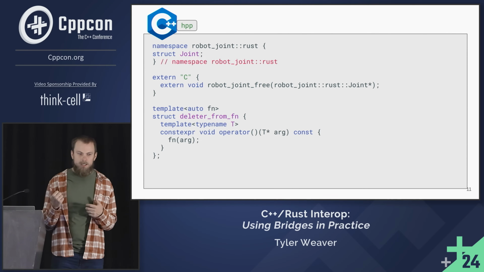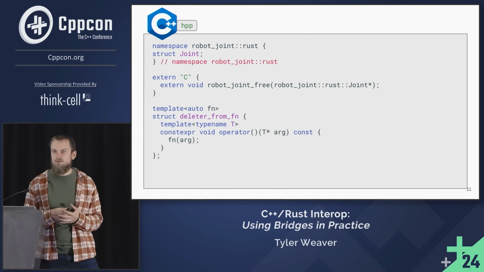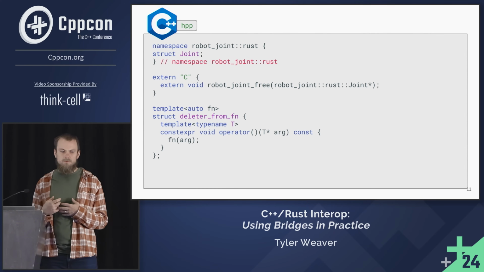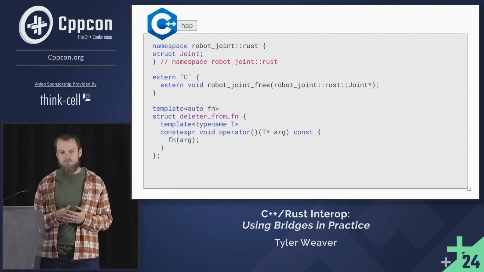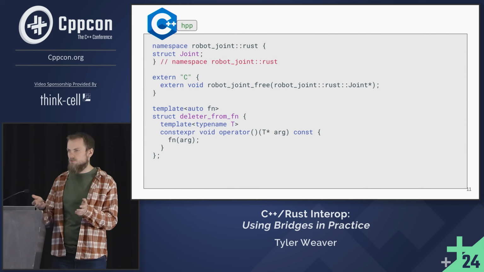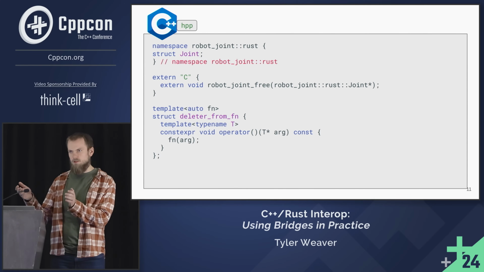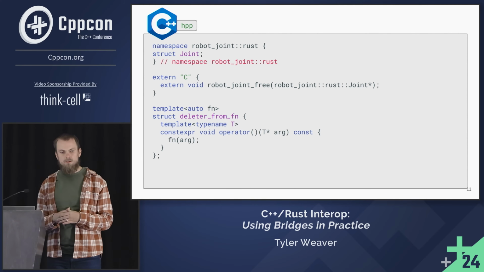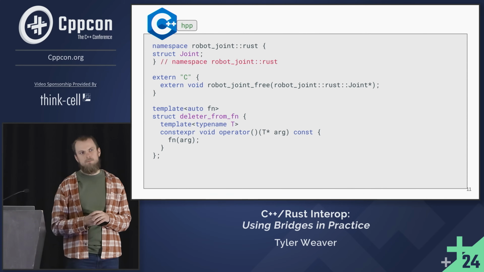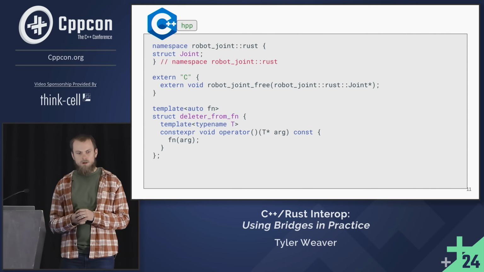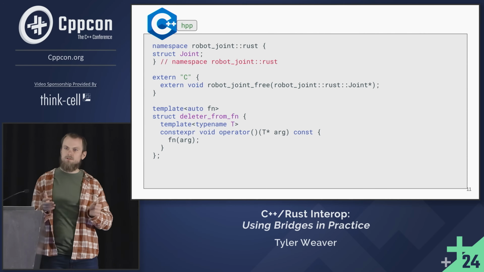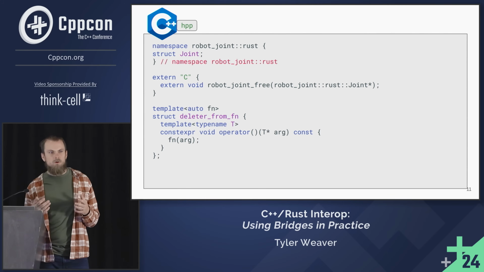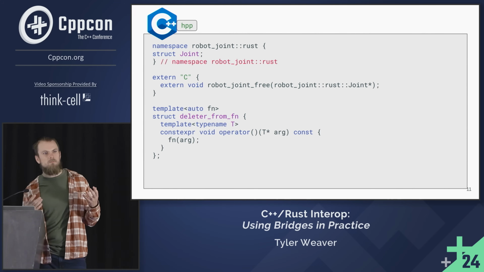Here's how I implemented the type. It's just a struct with a call operator that takes the pointer type, and it calls the function. There's an extern C here to declare that function exists, and you see the forward declaration of the type from the Rust side. I like to use a Rust namespace here just to make it clear that type is coming from Rust, but you can do what you want here. It doesn't really know anything other than it's a raw pointer to some type.